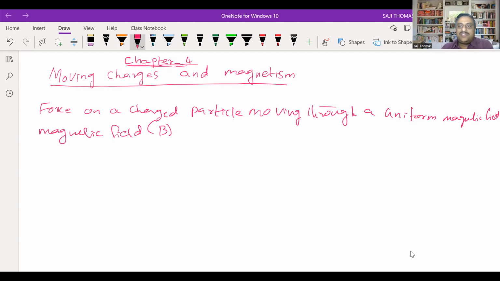I will give the equation for the force on the charge. This force is proportional to the magnitude of the charge. It is also proportional to the velocity of the charged particle. It again depends on the magnetic field and also on the direction of motion of the charge, sine theta. Theta is the angle between the magnetic field and the velocity. So here what is B?